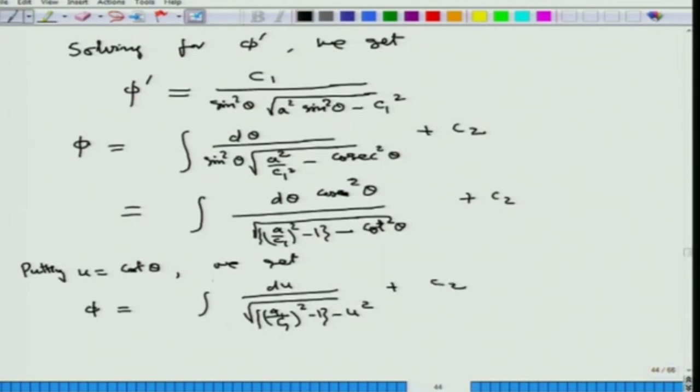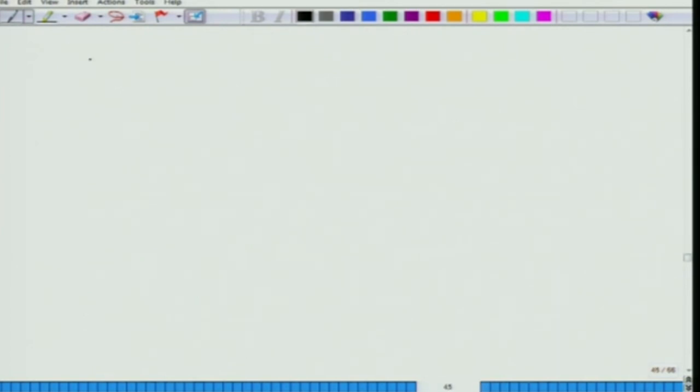So, that is sin inverse u by square root a by c 1 whole square minus 1, evaluated from theta 1 to theta 2 here. So, plus c 2, and then substituting back we get the following. So, phi will be then sin inverse u over square root a by c 1 square minus 1 plus C 2.